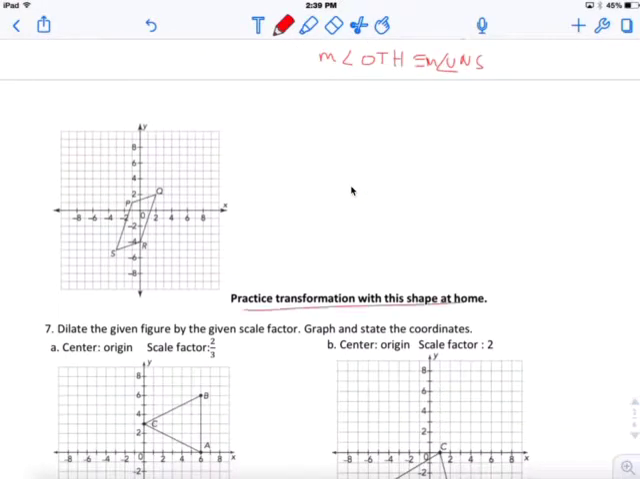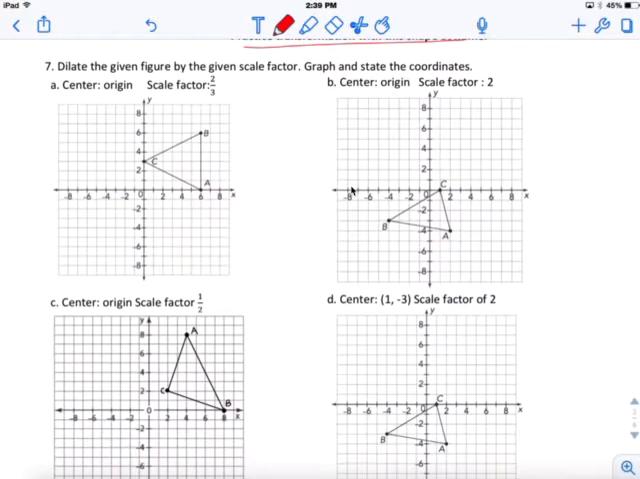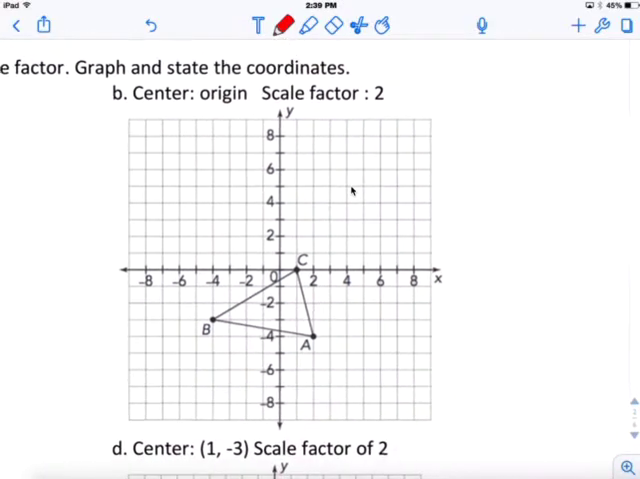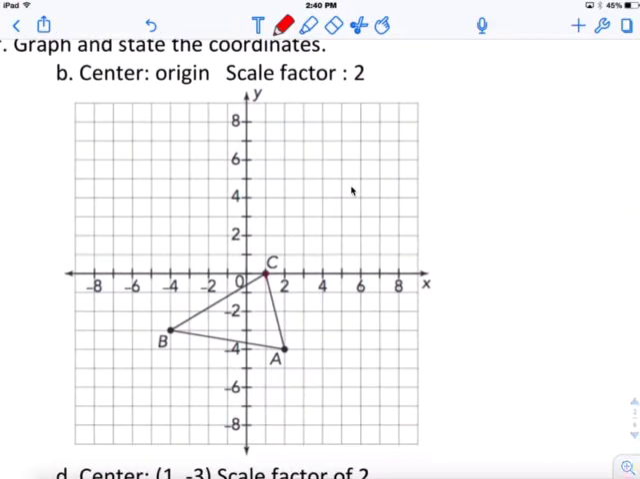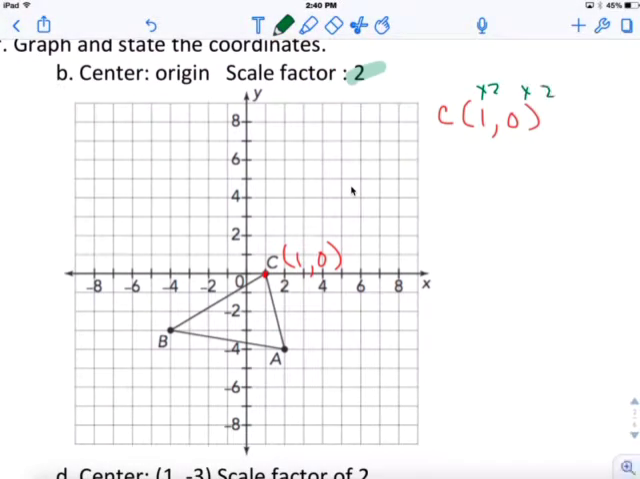Practice any of the transformations on here if you feel like you need more. We did number 1. This is an enlargement. So take a point. C is 1, 0. Multiply each of them by 2. So C prime is 2, 0. 2, 0 right here.